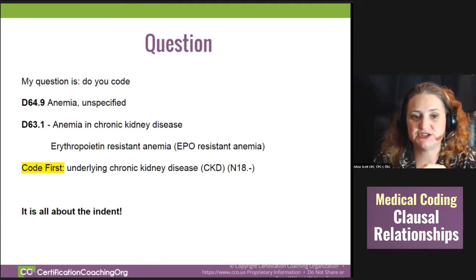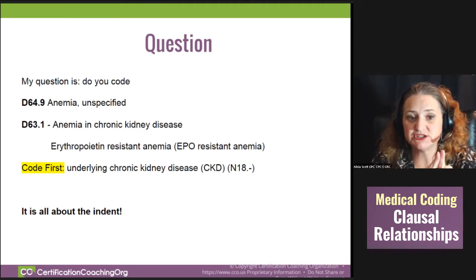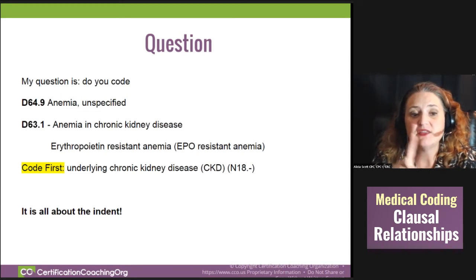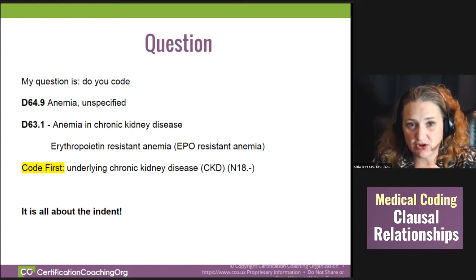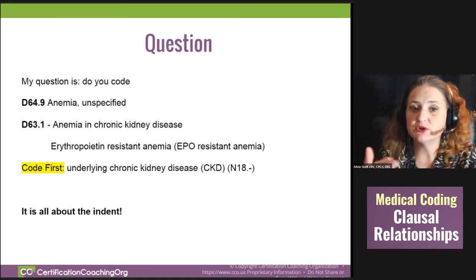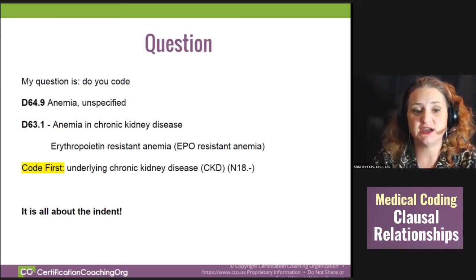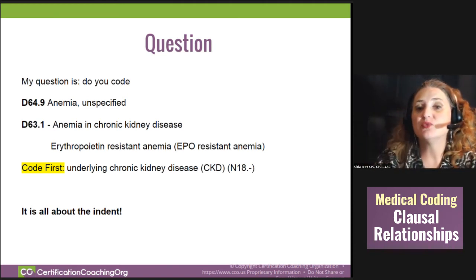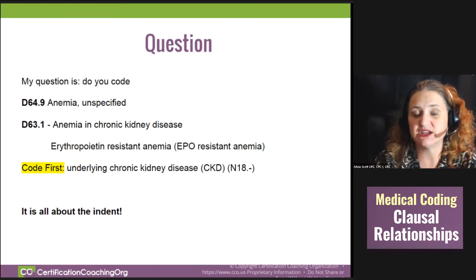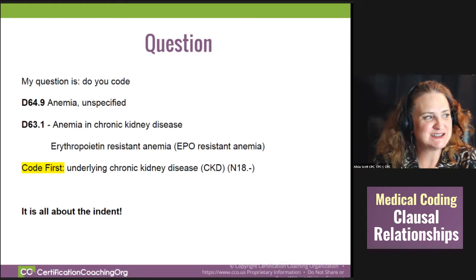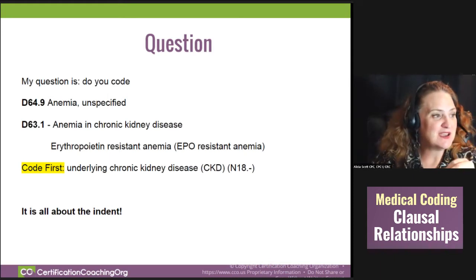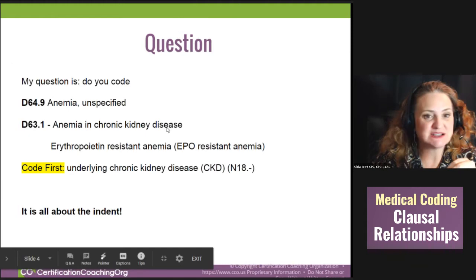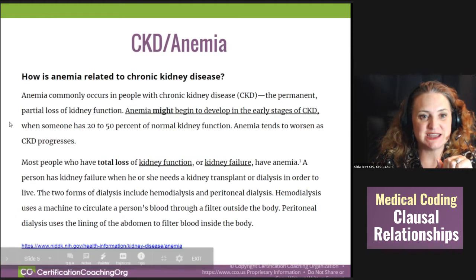So in this situation, if we link the causal relationship and the CKD with the anemia, then there is a guideline that tells us code first the CKD, okay, the underlying condition. So that would need to be noted, but we're not talking about that. We're just deciding which anemia to go with. And it all really boils down to understanding causal relationship, the indent. Now, you think, oh, is it that simple? Well, yeah, it actually is. So I am going to go to the next slide, but we're going to come back to the indent.